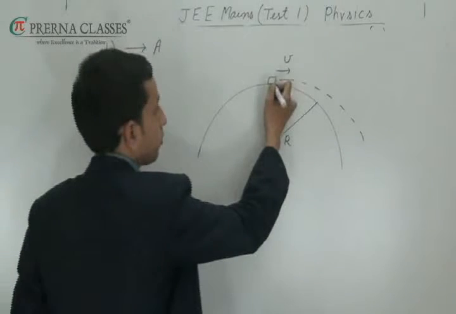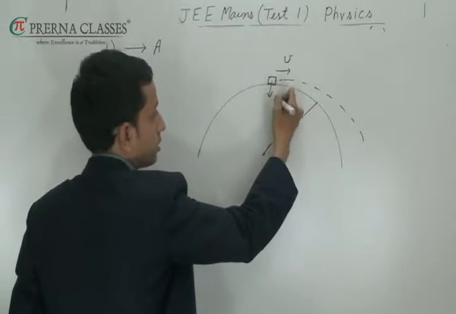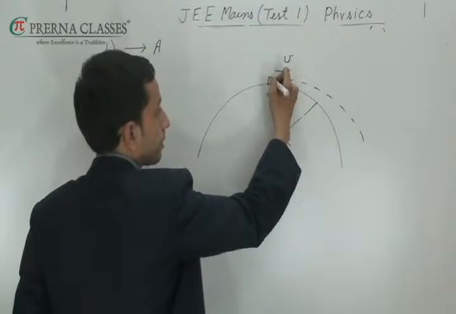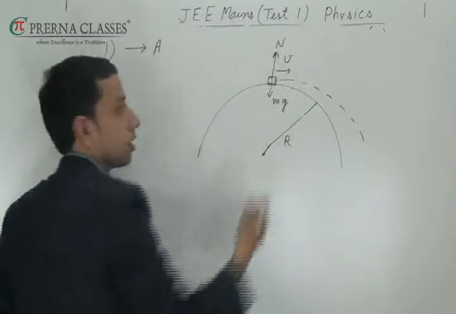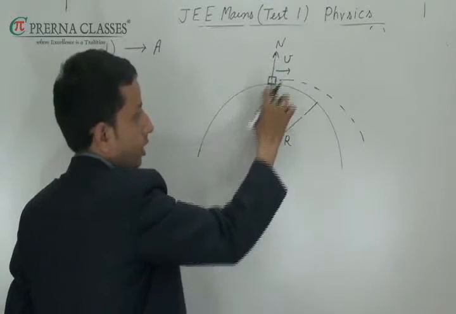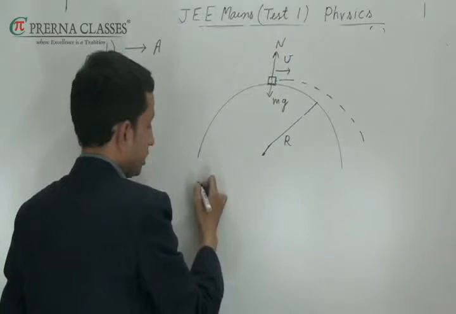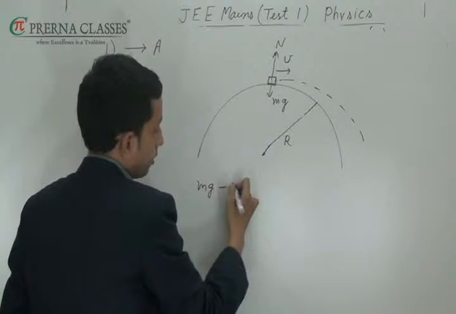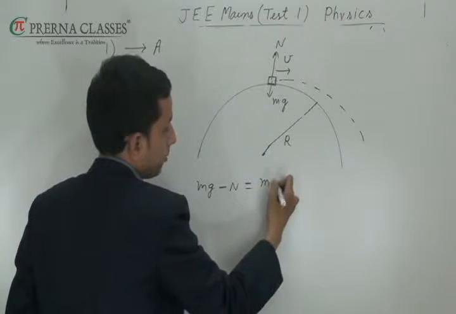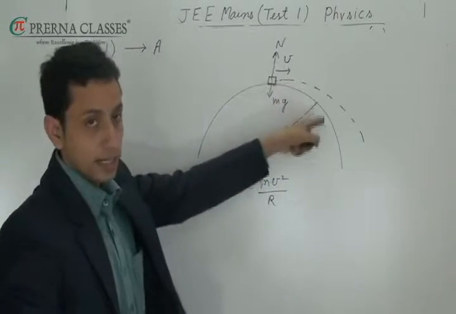So for this, what will we write? We will write all the forces acting on the object first. So first is mg downward, normal upward. Now the combination of these two forces, if the object slides, then this combination of these two forces will give the centripetal force, that is mv square by r, if the object slides on it.